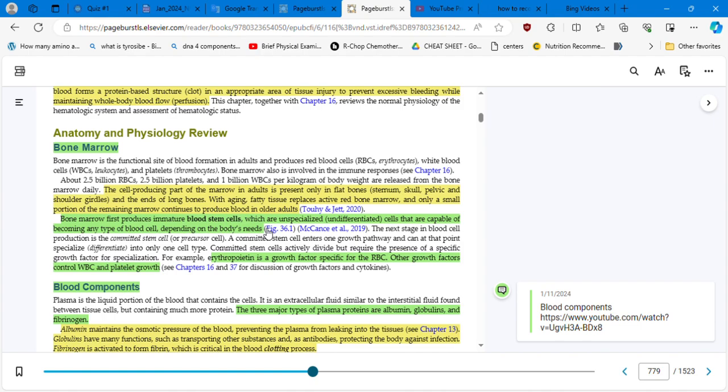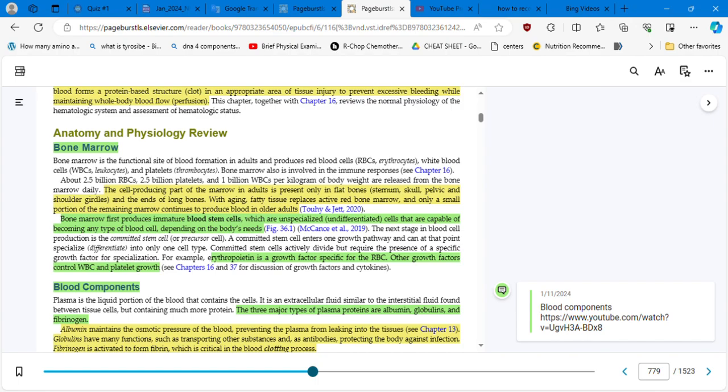And nowadays, this is very popular. Treatments with blood stem cells coming from the bone marrow are used to treat different types of conditions like diabetes, or even blindness and rheumatoid arthritis. There are even studies being conducted for cancer with these blood stem cells. Erythropoietin is a growth factor specific for the RBC. Growth factors control WBC and platelet growth.